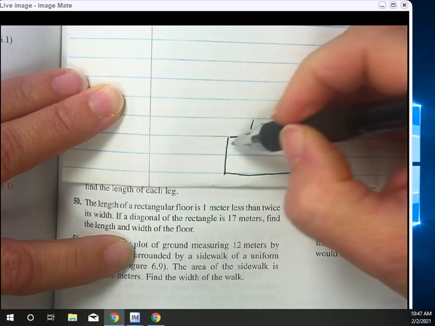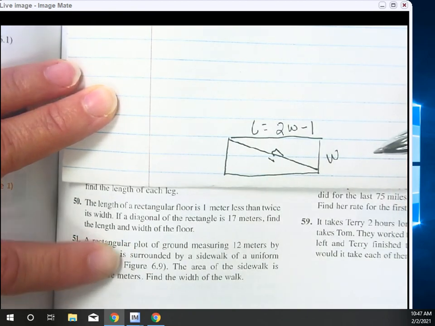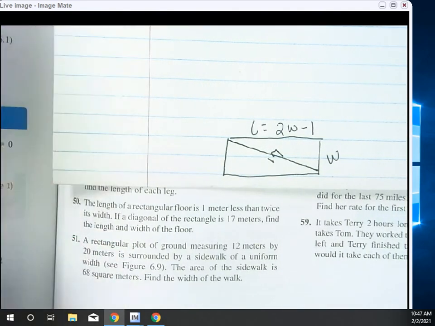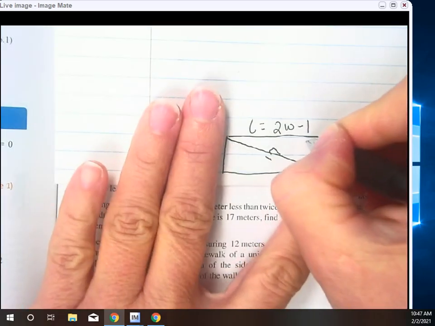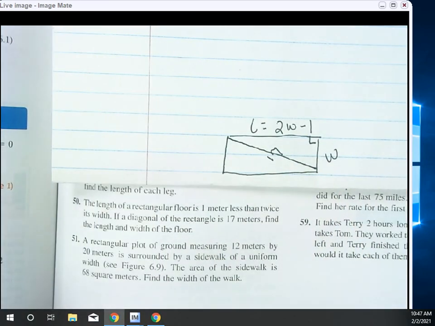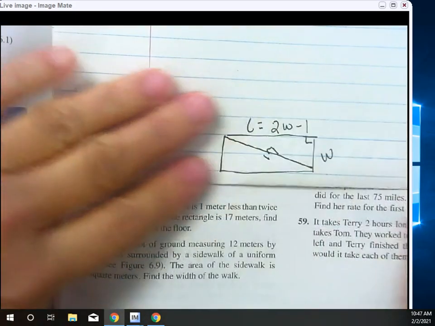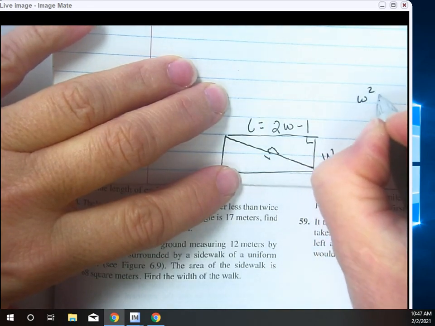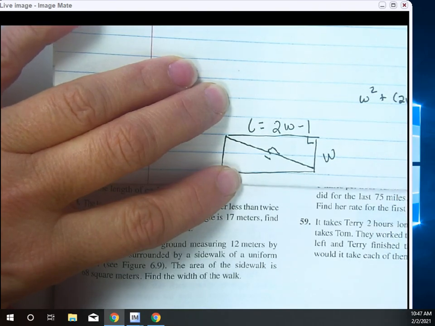If the diagonal goes from corner to corner, it is 17 meters. Find the length and the width of the floor. What do you know? It's a right triangle. Yes, it is a rectangle, so we have a right triangle. I have 3 sides of a right triangle. What do you know? The Pythagorean theorem. If you have your legs, W squared plus 2W minus 1 quantity squared, it's going to equal the hypotenuse squared.